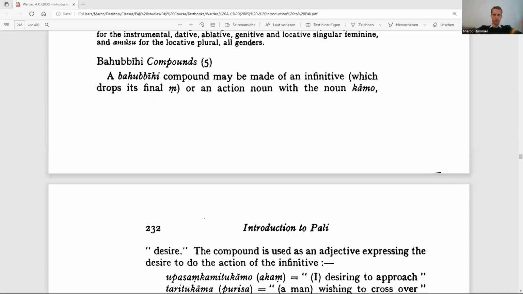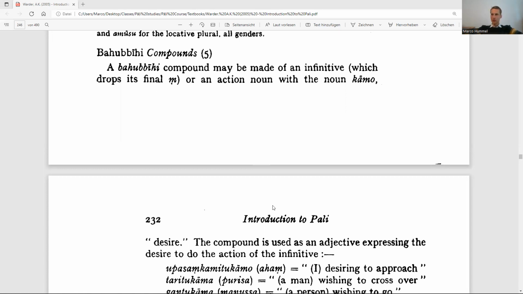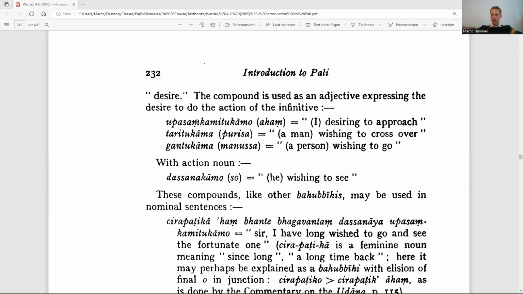Further, we have the last section of the Bahubihi. And here, the Bahubihi may be made of an infinitive which drops its final nigahita, or an accusative noun, an action noun, with the noun kama, to desire. The compound is used as an adjectival expression expressing the desire to do the action of the infinitive or the action noun.